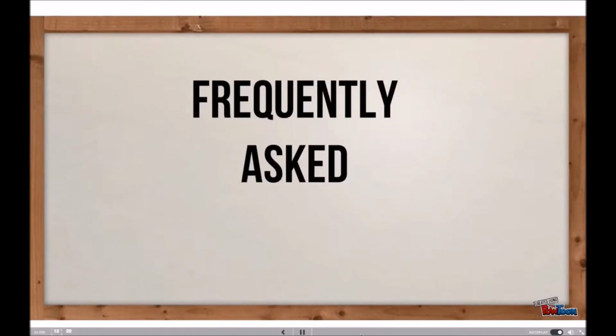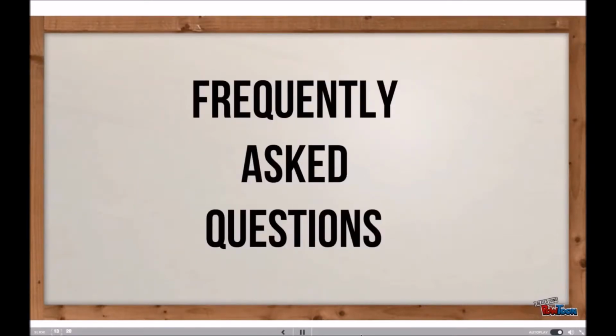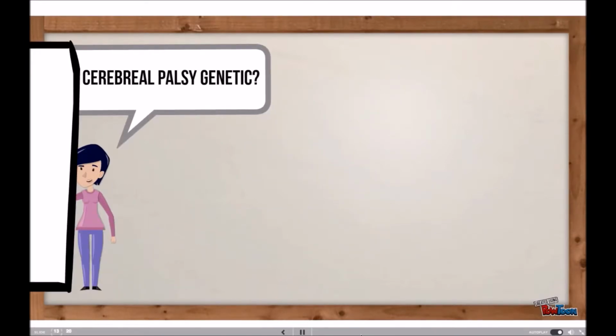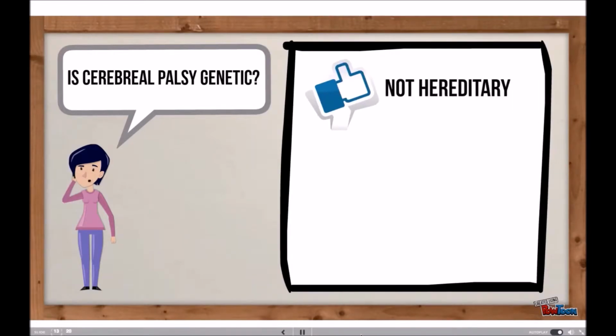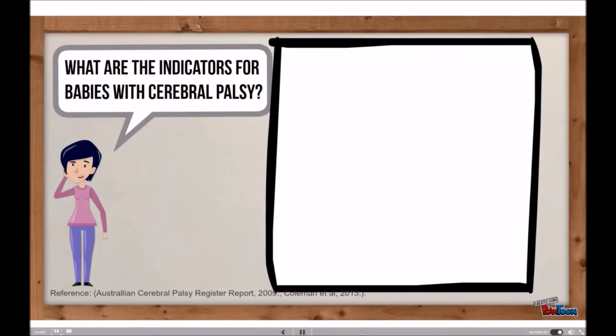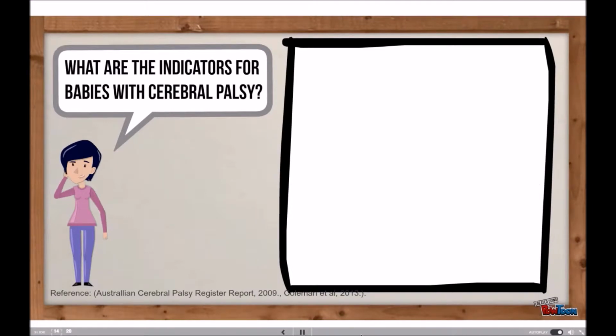You probably have a lot of questions. Here are some of the frequently asked questions about cerebral palsy. Is cerebral palsy genetic? Cerebral palsy is not hereditary. There can, however, be a predisposition for other risk factors that lead to cerebral palsy, such as prematurity and heart problems. How do I know if my child might have cerebral palsy?